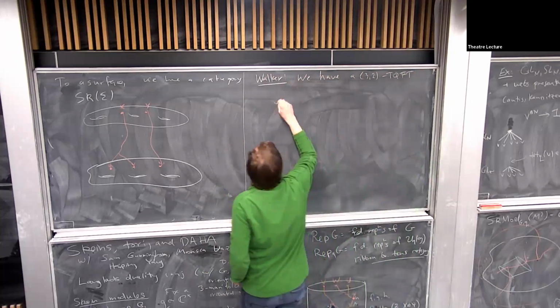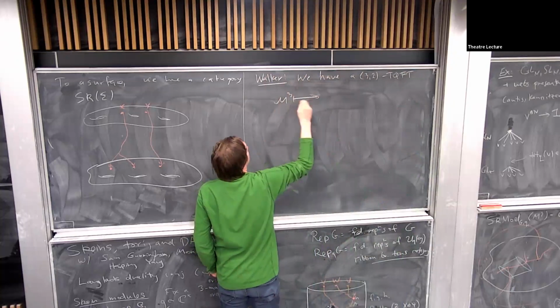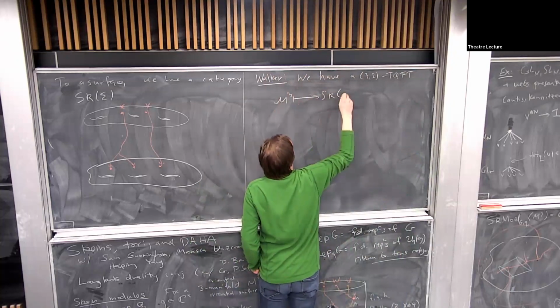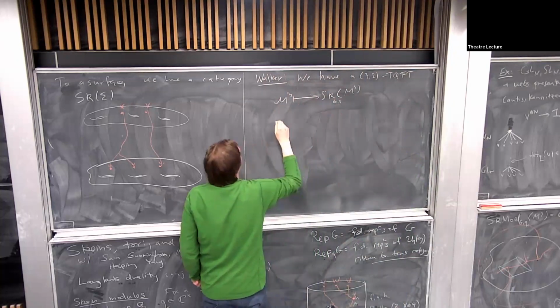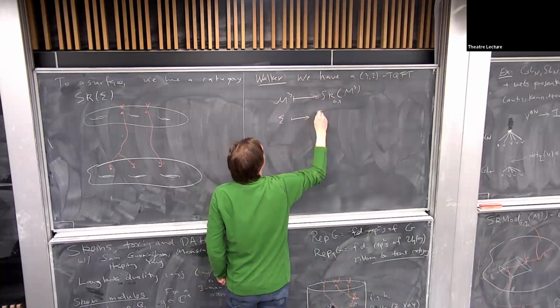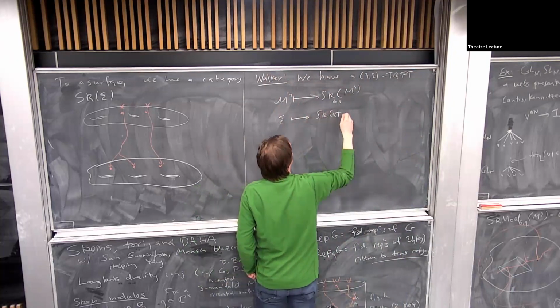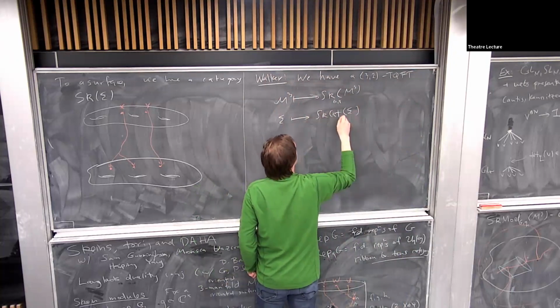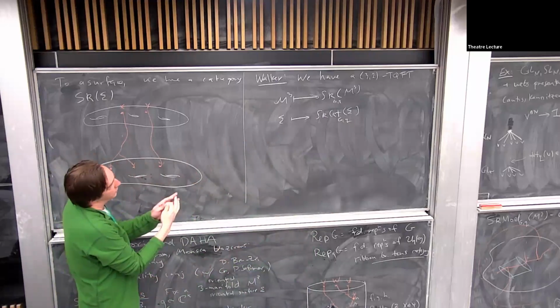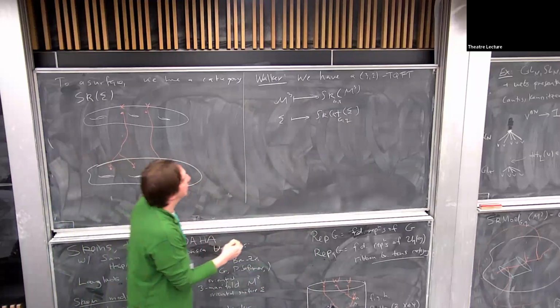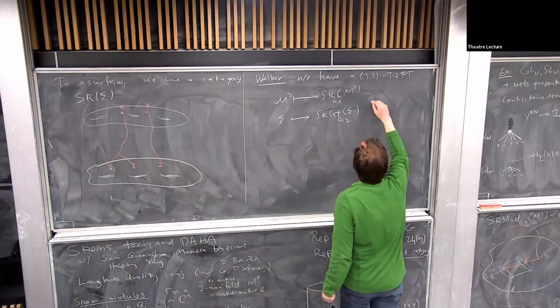Which sends a three manifold to its Skeins module. And it sends a surface to the Skeins category. Just defined exactly like this. And so, well, what do you do if you have a three manifold with boundary? You get what's called a Skein bimodule.